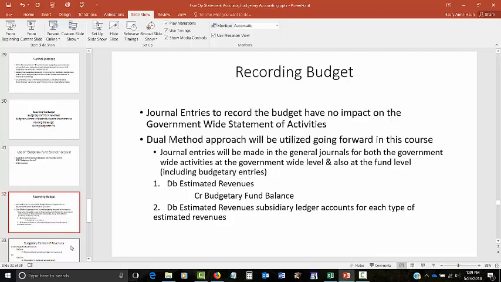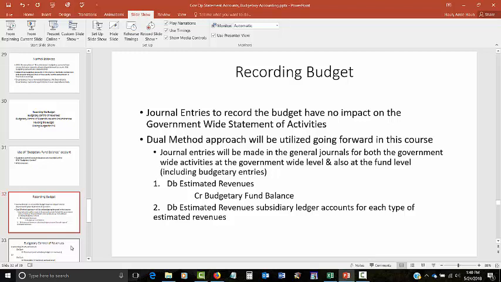Of special note, what we're going to do in this course is follow the dual method approach. So as we move forward in this course, the journal entries will be made into the general journals at our fund level, but then also at the government-wide activities level when those are warranted. Keep in mind that the fund level is where we're recording those budgetary entries.